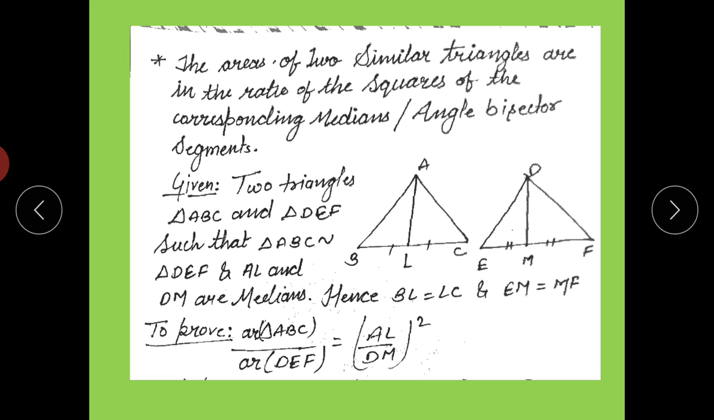And AL is the median and DM is the median, so median divides the opposite side into two equal parts. So BL is equal to LC, and we can say that 2 times BL is equal to BC, and 2 times LC is equal to BC, 2 times ME is equal to EF, 2 times MF is equal to EF. So to prove area of triangle ABC upon area of triangle DEF is equal to AL upon DM whole square, and AL and DM are here medians.